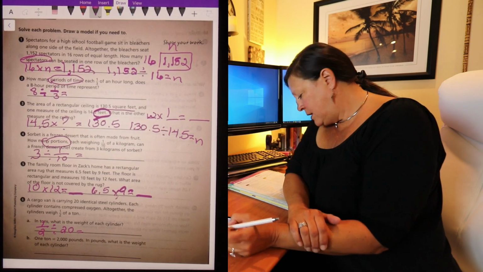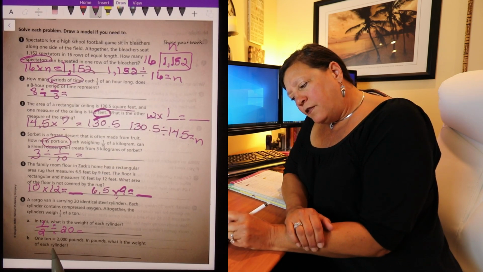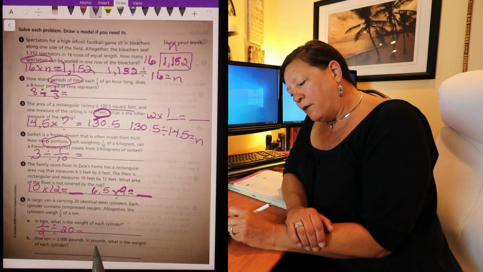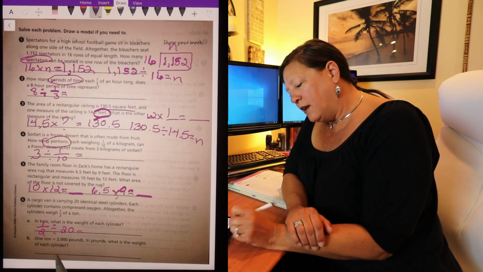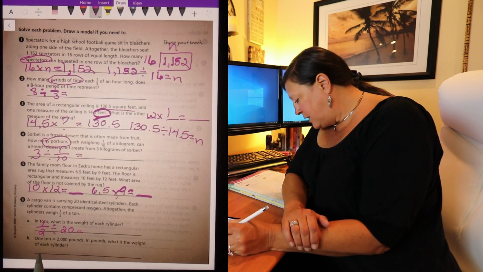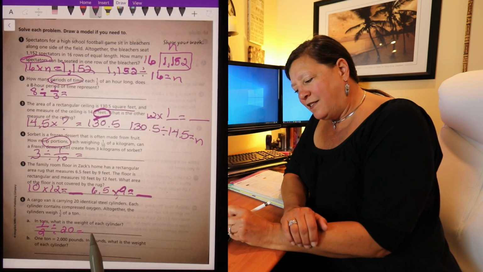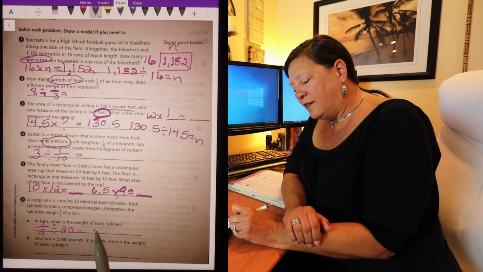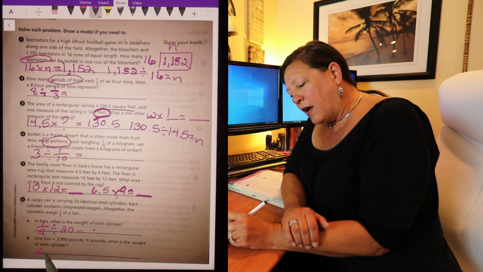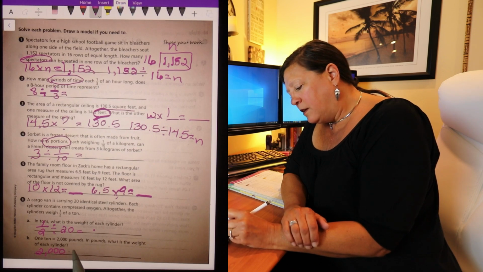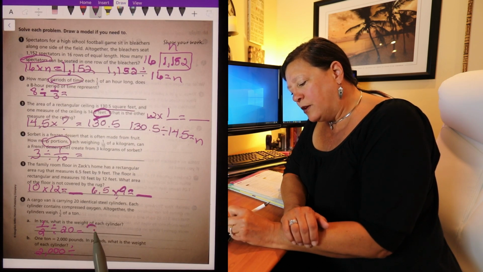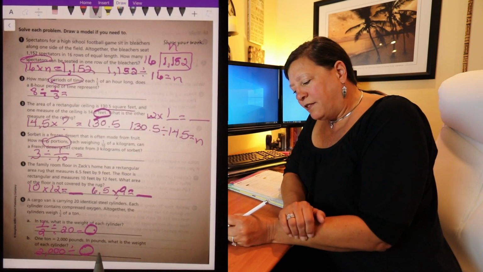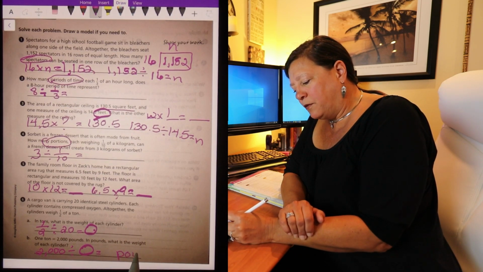And then the second part of this, B, 1 ton equals 2,000 pounds. In pounds, what is the weight of each cylinder? So first you have to get this answer, and then you're going to take your 2,000 divided by what you get here. And then that's going to give you how many pounds.